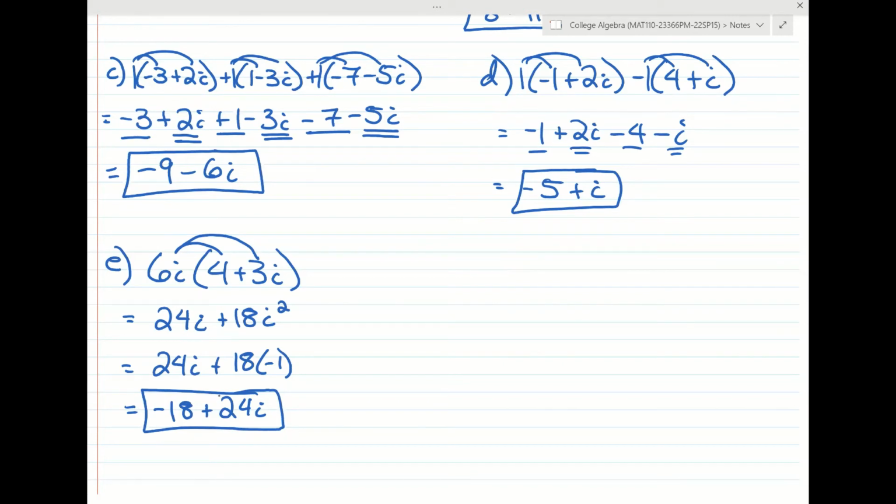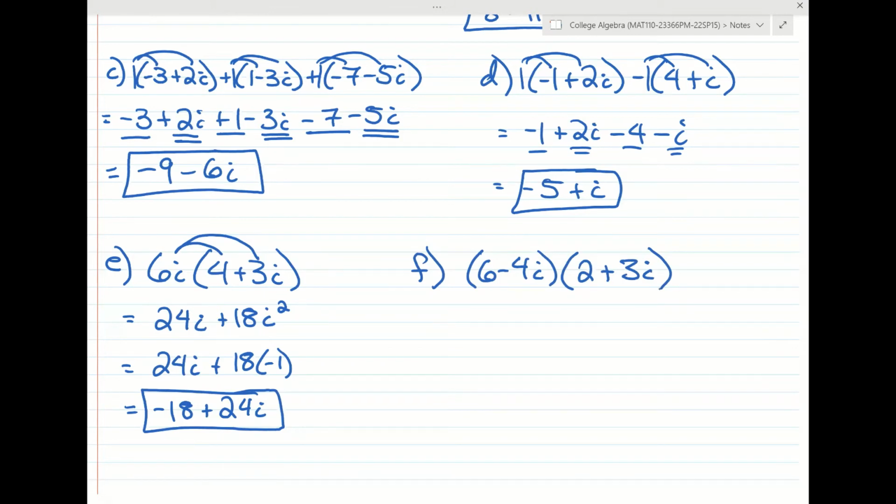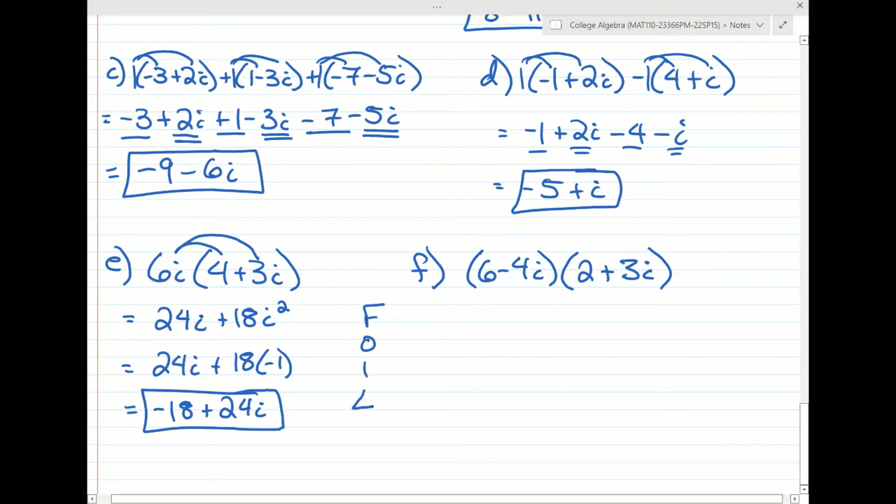Let's do one more of these. What if we had 6 minus 4i times 2 plus 3i? And just pretend the i is an x and everything else is exactly the same. In class, we talked about FOIL, a way to distribute. So the first thing we do is we multiply the first terms.